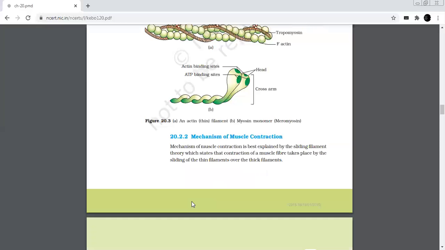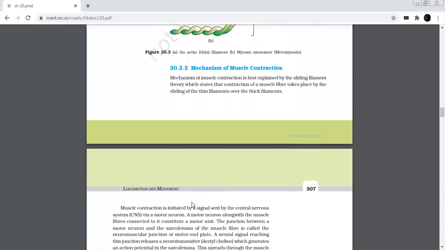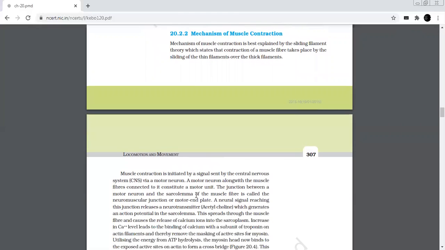Now let us talk about the mechanism of muscle contraction. The contraction of muscle is best explained by the sliding filament theory, which states that the contraction of muscle takes place by sliding of thin and thick filaments with the help of cross bridges. It reduces the length of the sarcomere. This theory was proposed by Huxley and Jean Hanson in England in 1954.